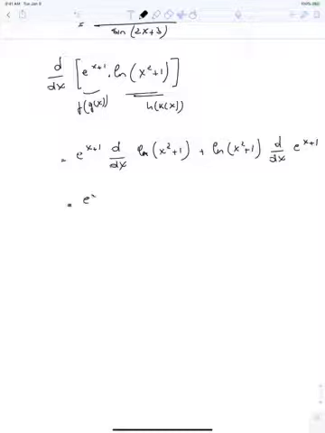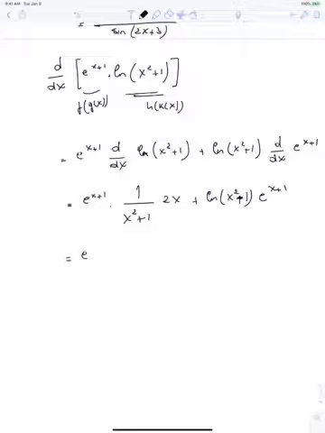Okay, so let's now apply the chain rule. This is going to be 1 divided by x squared plus 1, and then we have the derivative of x squared plus 1, which is 2x. Then we have the log of x squared plus 1, times the derivative of the exponential itself, so it's e power x plus 1 times the derivative of the exponent, which is 1. So this is like this.